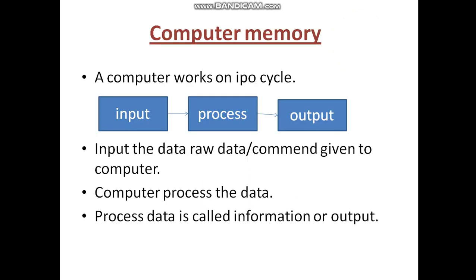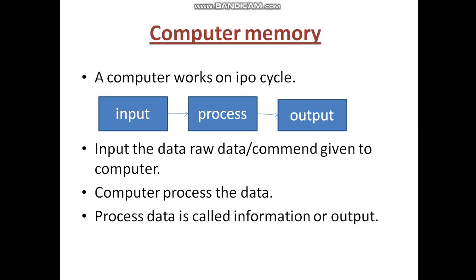Next, computer memory. First of all, a computer works on an IPO cycle. IPO means input, process and output. First we give an input, then process something and then we receive an output. Input is the raw data or commands given to the computer. The computer processes the data. Processed data is called information or output.